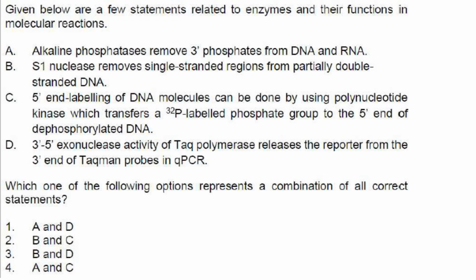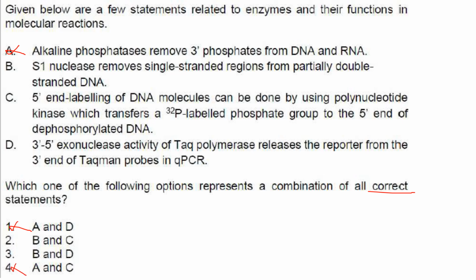Now next one. Given below are a few statements related to enzymes and their functions in molecular reactions. Alkaline phosphatase removes 3' phosphate from DNA and RNA. That is an incorrect statement. You have to see for the combination of all correct. So A itself is wrong. It removes the 5' phosphate from DNA but not the 3' phosphate. So wherever A comes in the option, that is wrong. So 1 and 4 are wrong.